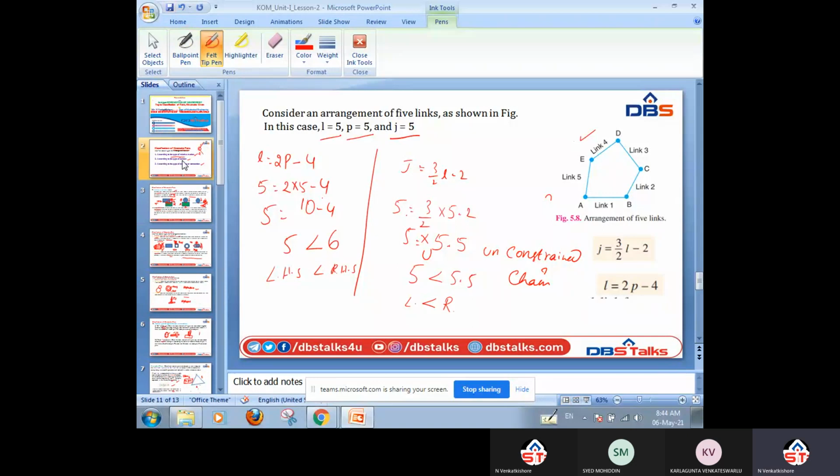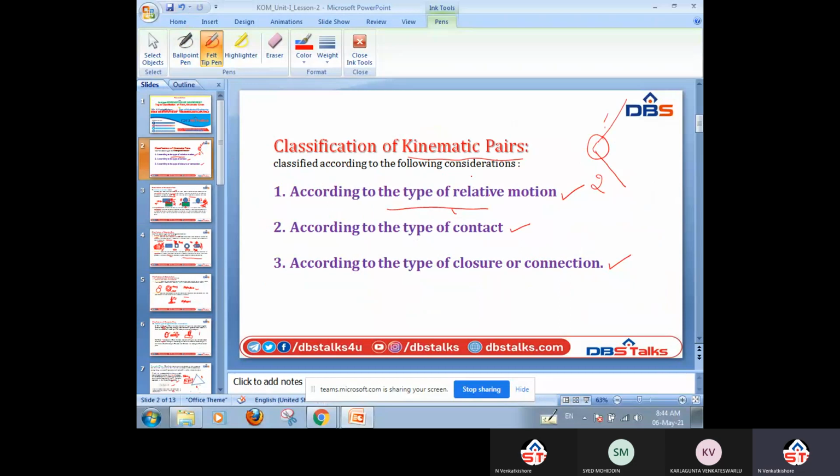So we are coming to today's class in a briefer way. What is the chain and what are the kinematic pairs? Types of kinematic pairs, how they are classified. Kinematic pairs are classified according to the relative motion, type of contact, and type of closure or connection. They are classified into these three varieties.